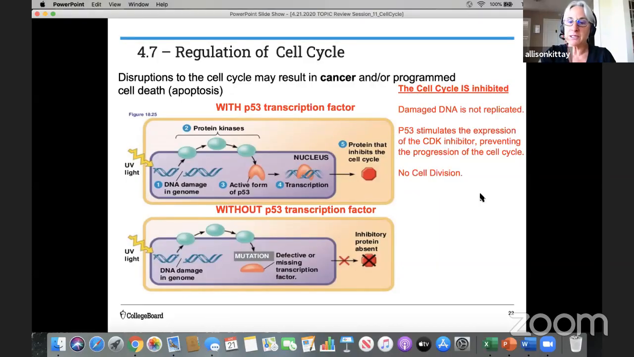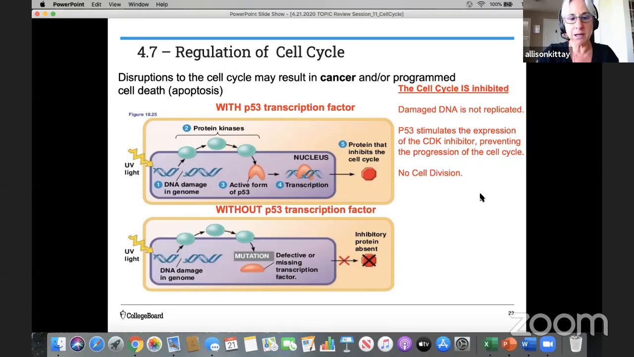The P53 is stimulating the expression of that protein, which is a CDK inhibitor. So it's going to actually inhibit those CDKs or cyclin-dependent kinases, and it prevents the progression of the cell cycle, which means no cell division. All right, so now let's look at what happens without that P53 transcription factor regulating the cell cycle.